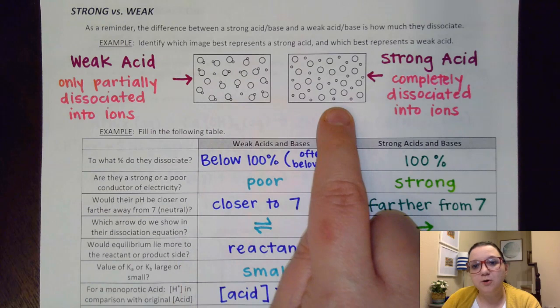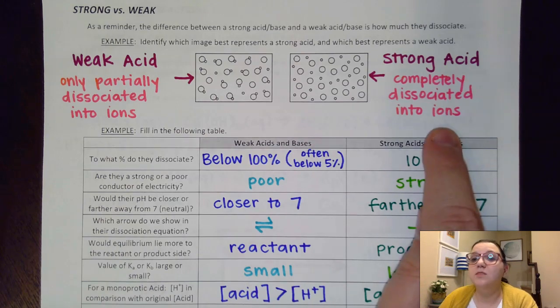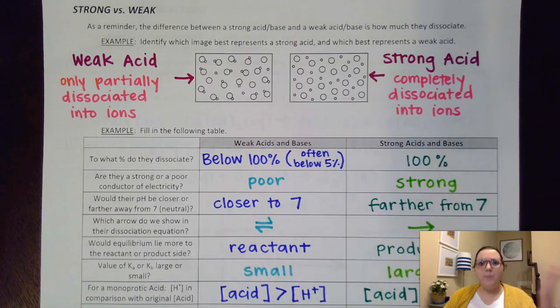However, on this particle diagram here, I notice that all of the molecules have split up. They're all separated into ions. And so I can conclude that this would have been representative of the strong acid. Weak bases and strong bases would look very, very similar. For a weak base you would still see particles together, whereas for a strong base, everything would have split up into ions.